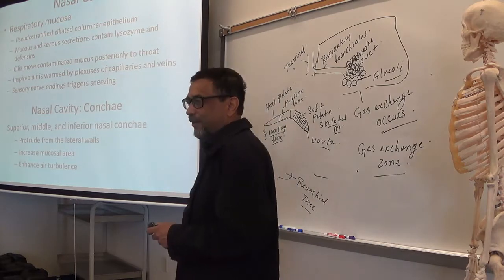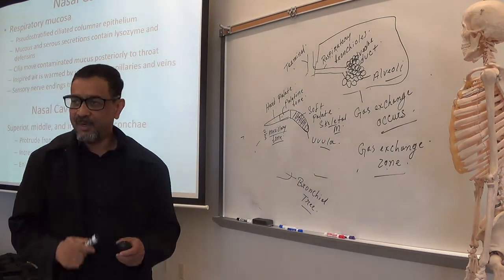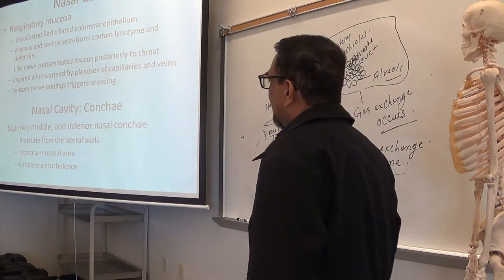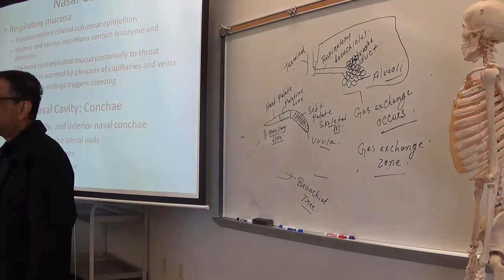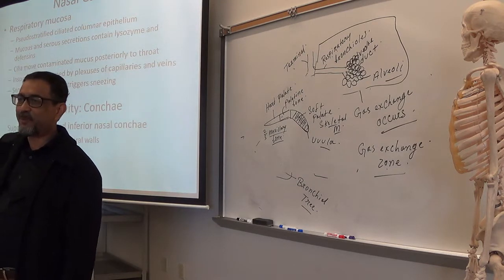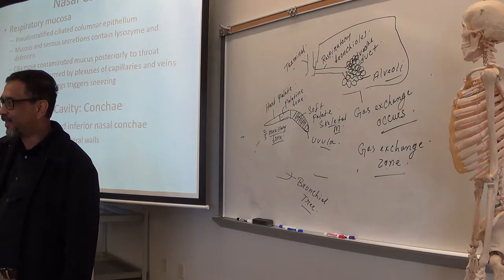Respiratory mucosa is the inner layer or lining of the nasal cavity. And this lining is what kind of epithelial tissue? Pseudostratified ciliated columnar. How many of you remember from NP1? Pseudostratified ciliated. Have hair-like soft hair, right? Cilia.